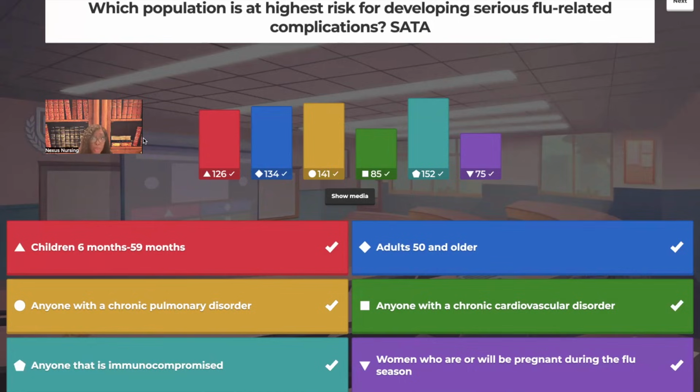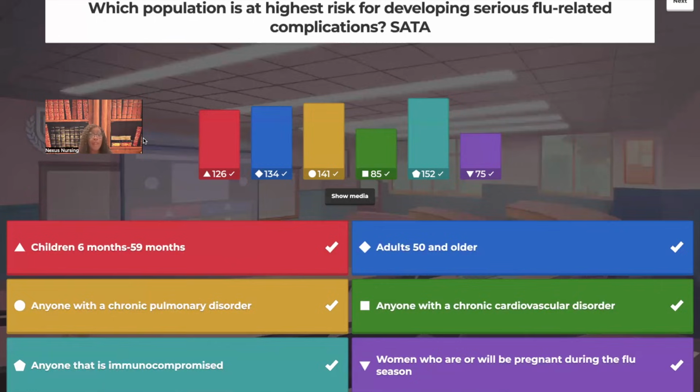Patients with autoimmune disorders, they all fall under that category. So sometimes the exam may not be straightforward and say, oh, the person's immunocompromised, but they'll give you a patient that has myasthenia gravis, or lupus, or HIV or AIDS. You need to recognize that they're immunocompromised. Therefore, they're going to be at risk for having serious complications from influenza. Women who are pregnant or will be pregnant during flu season, they're going to be at risk for complications.